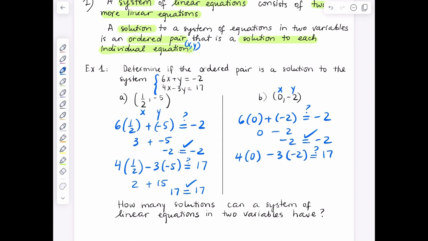Second equation, 4 times 0 minus 3 times negative 2. Put a question mark here. 4 times 0 is just 0. Negative 3 times negative 2 is positive 6. So 0 plus positive 6 just gives you 6. 6 does not equal 17. So it doesn't work out for the second equation. Therefore, it is not the solution to the whole system. So the answer for this is no. And the answer for the first one is yes.